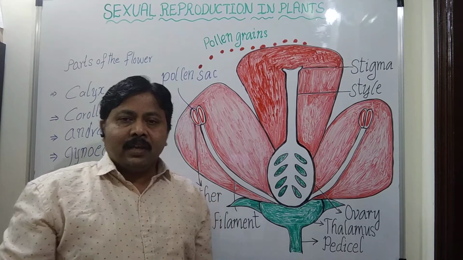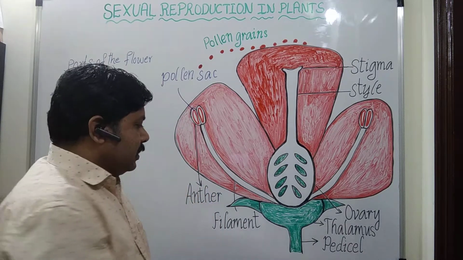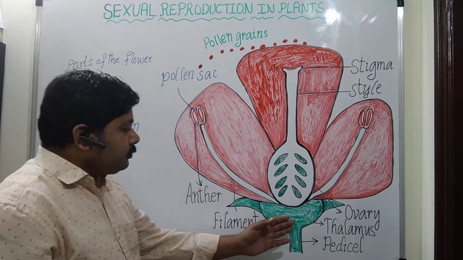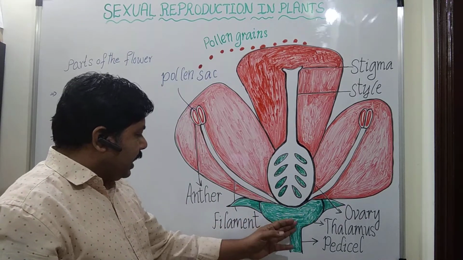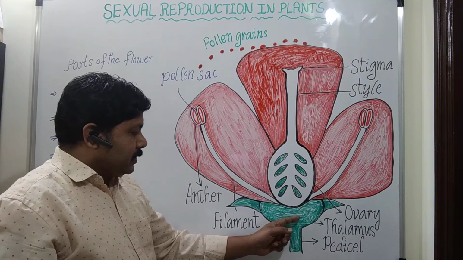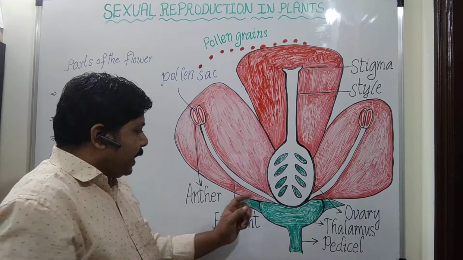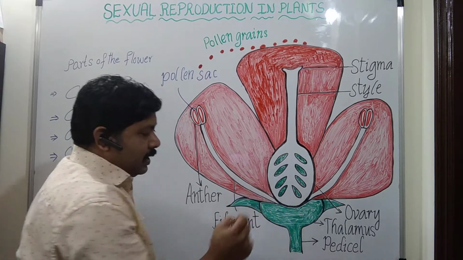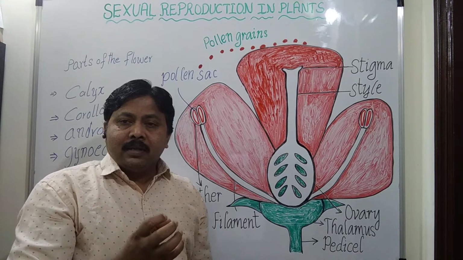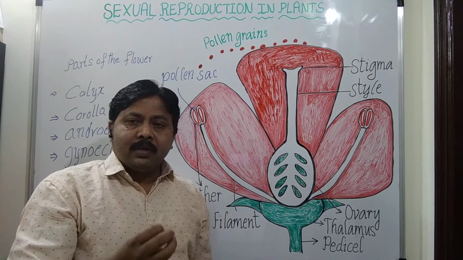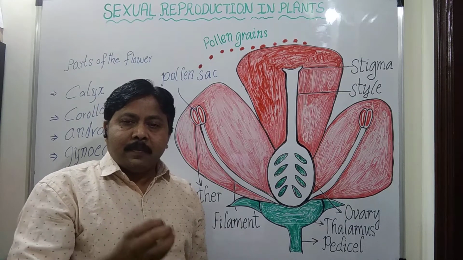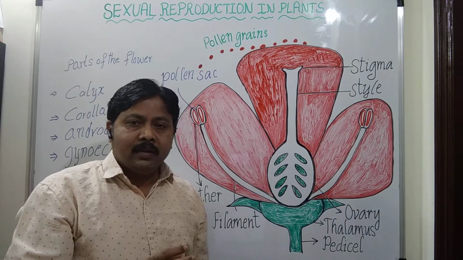What are they? This is the first whorl. The first whorl forms the calyx, also called sepals. Sepals are the first whorl. Sepals are green in color. These sepals form from the bud stage, which means they give protection to the flower. Sepals give protection to the flower.